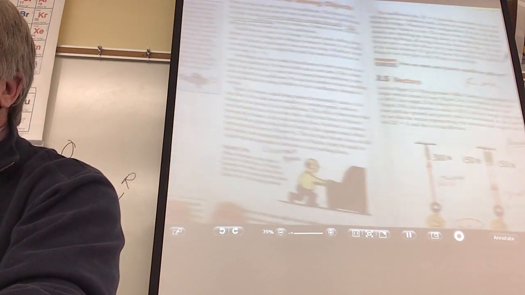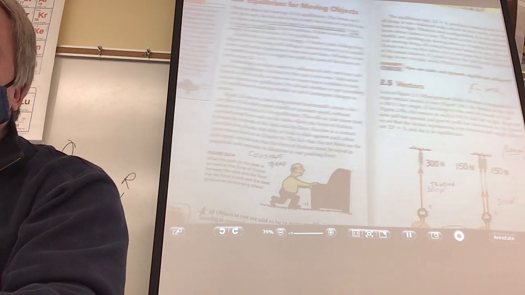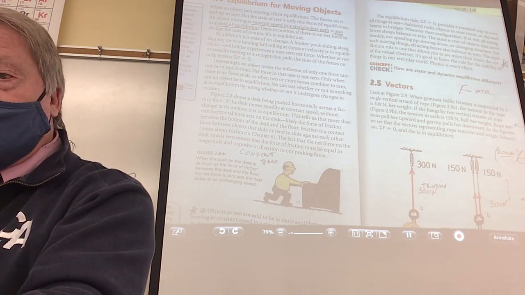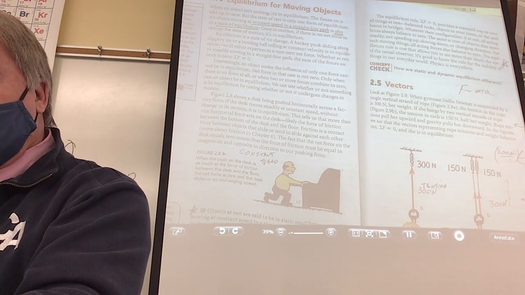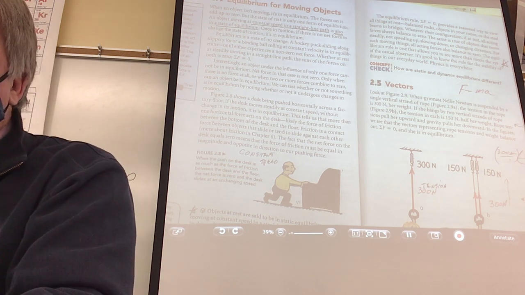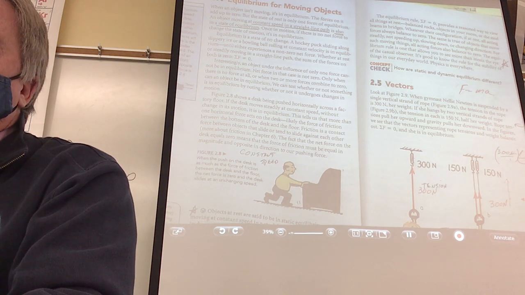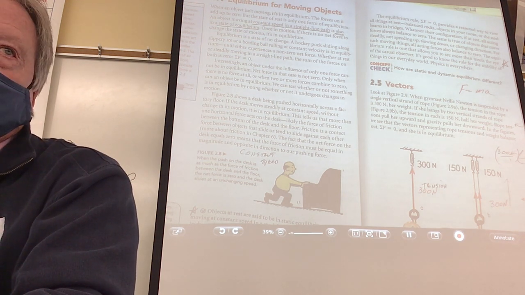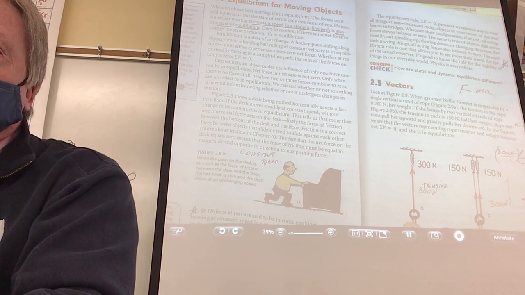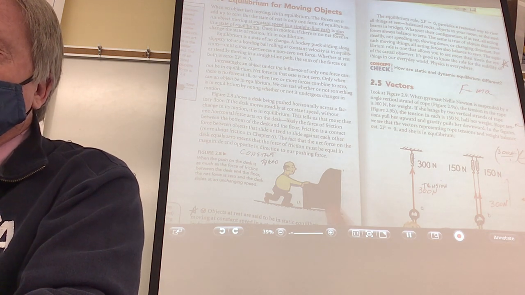We're going to do more than just read today. We're going to have you actually do something. So did we read this page at all? Okay, and what it says here is if you were talking about an object that was sitting still, that would be called static equilibrium. And in this one, what is this one called?